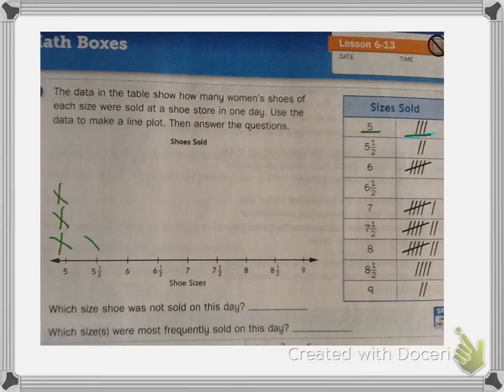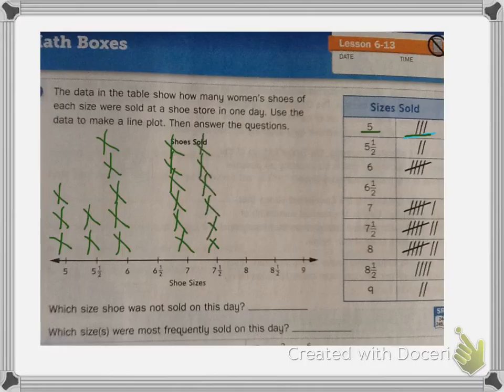Size 5.5, there were 2. Size 6, there were 5. Size 6.5, there weren't any, so we just leave it blank. Size 7, there were 6. 7.5, there were 7. Size 8, there were 7. Size 8.5, there were 4. In size 9, there were 2.